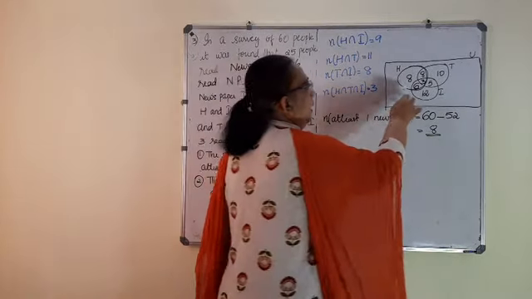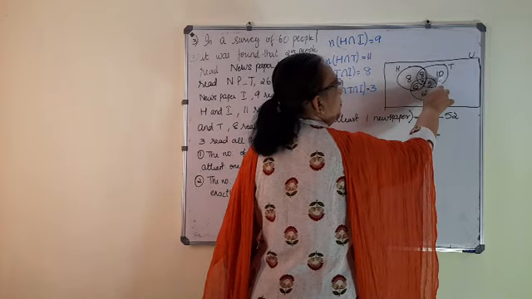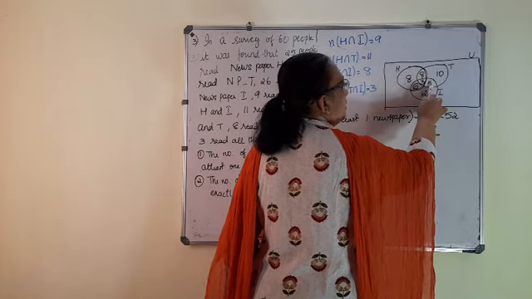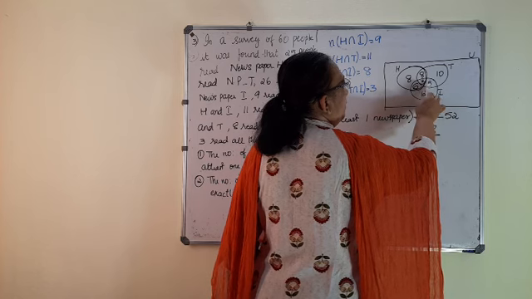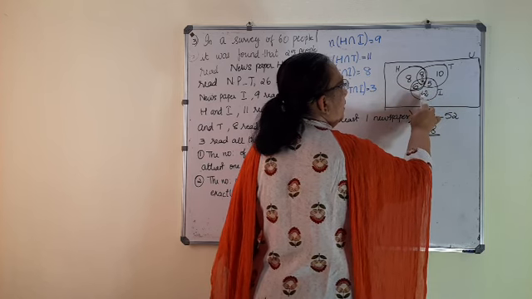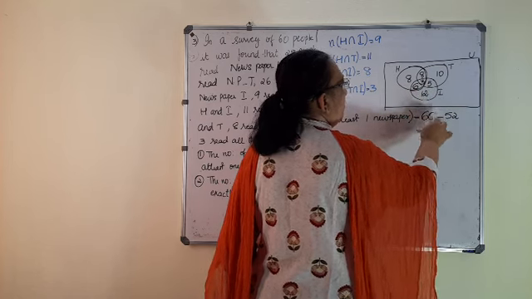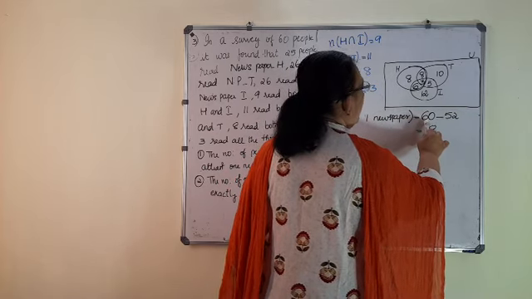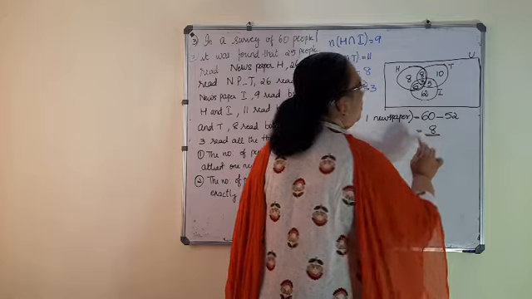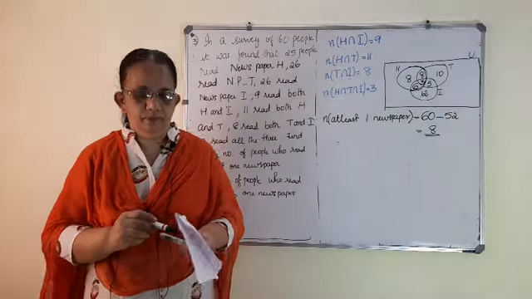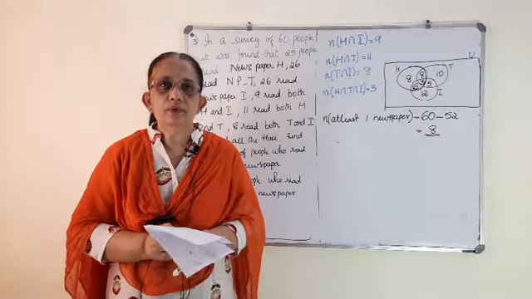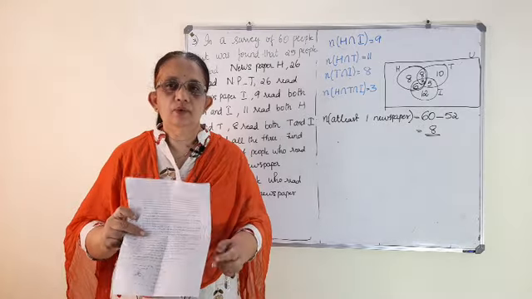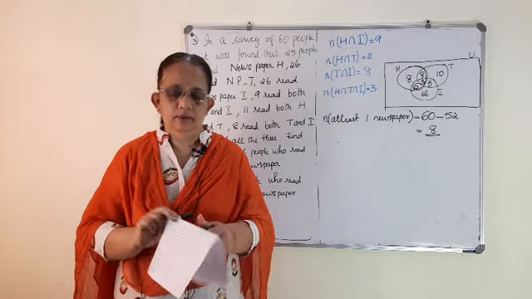Once again, 8 plus 8, 16, 16 plus 10, 26, 26 plus 5, 31, 34, 40, 40 plus 12, 52. So the total number of people who are reading newspaper is 52, and 60 minus 52 is equal to 8. Is it clear to you? Yes or no? Clear. Okay.